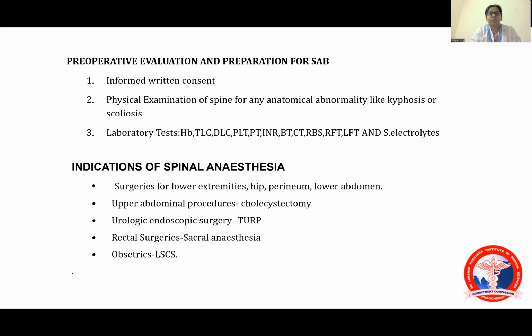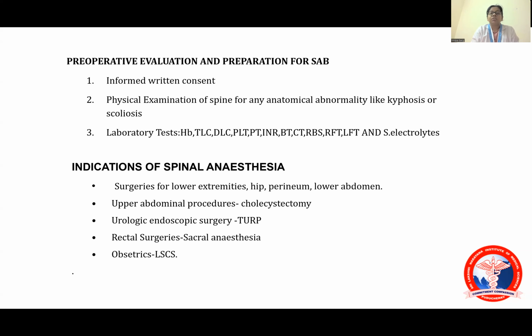Now let's proceed to the procedure. First, what are the components of pre-op evaluation and preparation for subarachnoid block? The first part before every procedure is consent. So, written informed consent. Then physical examination of the spine to rule out any anatomical abnormality like kyphosis or scoliosis. Then lab tests are done to rule out any physiological abnormality, any functional abnormality, or any organ system damage, like HB, TLC, DLC. Coagulation tests like platelet count, PT, INR, BTCT, blood sugar, RFTs, LFTs, electrolytes.